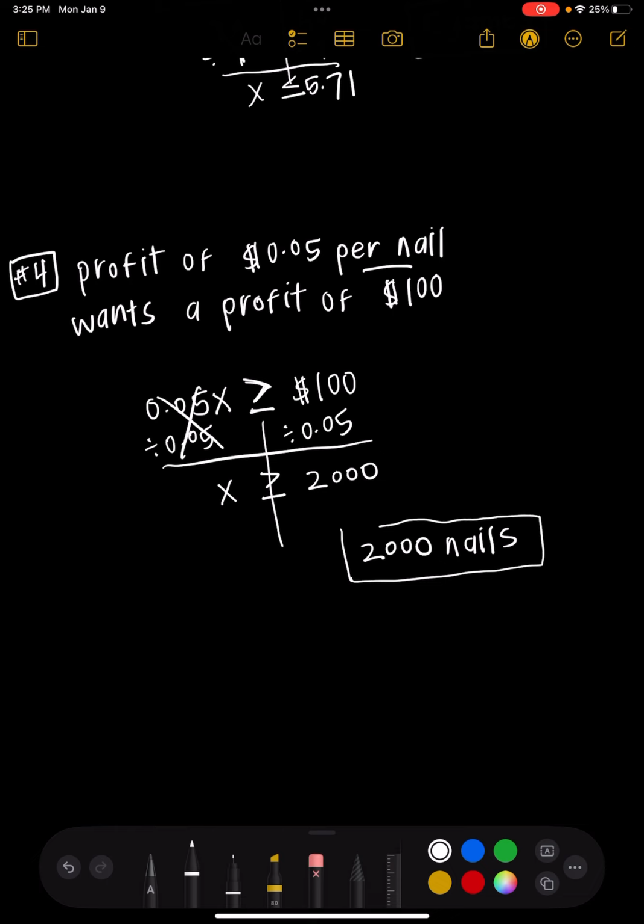And there we have it. That is how you set up and solve inequality word problems.